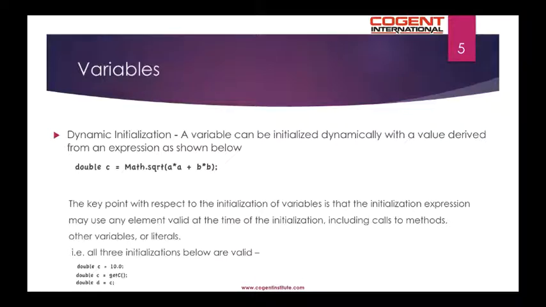The key point with respect to initialization of variables is that the initialization expression may use any element valid at the time of initialization, including calls to methods, other variables, or literals, as shown in the below examples. Variable c of type double is assigned a literal value 10.0. The next variable c of type double is assigned the return value of the method getC, and variable d of type double is assigned the value of c, which is a variable of type double.